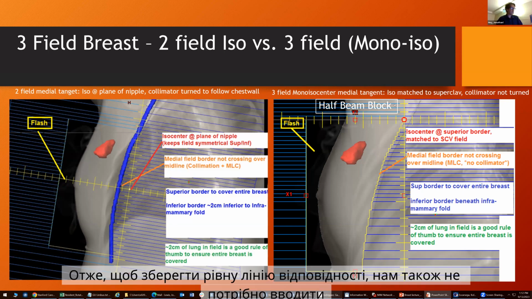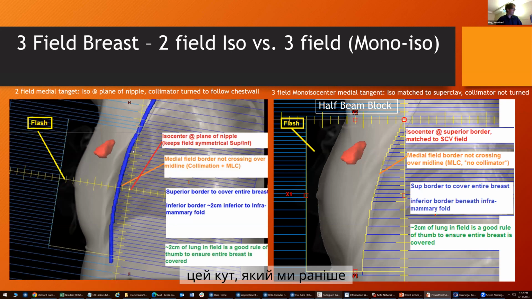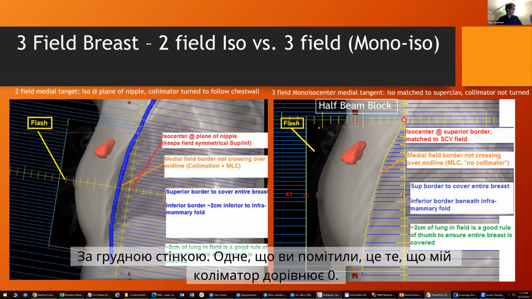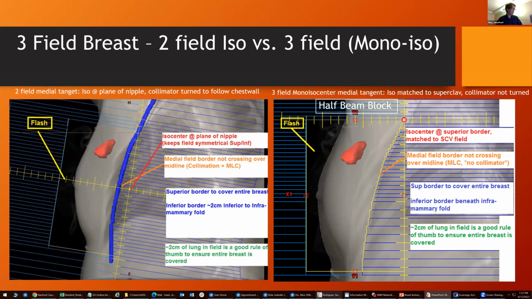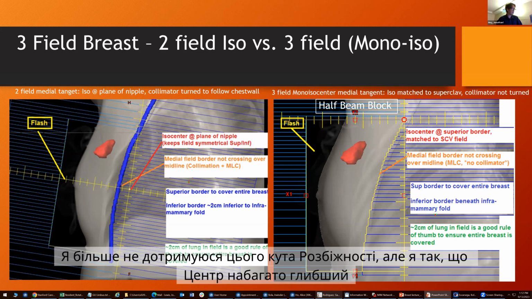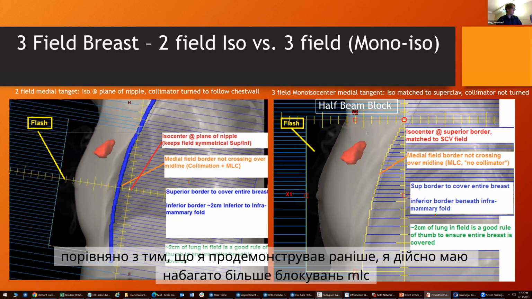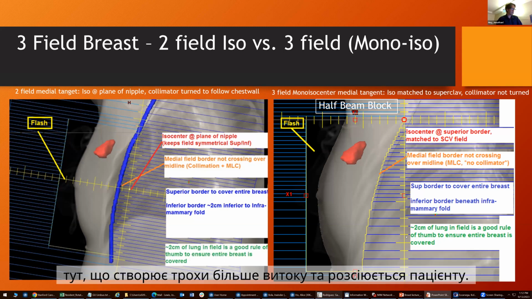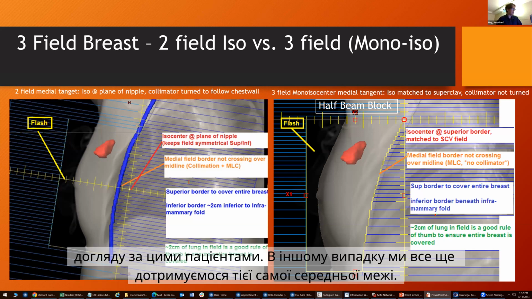So in order to keep that match line flat, we also need to not introduce this angle that we previously introduced following the chest wall. So one thing you're noticing is that my collimator is 0. I'm no longer following that angle of divergence. My isocenter is much deeper relative to what I demonstrated before. And I do have a lot more MLC blocking in here, which does introduce a little bit more leakage and scatter to the patient, but we judge it to be a small price to pay for the efficiency and care of these patients. Otherwise, we're still following that same medial border.